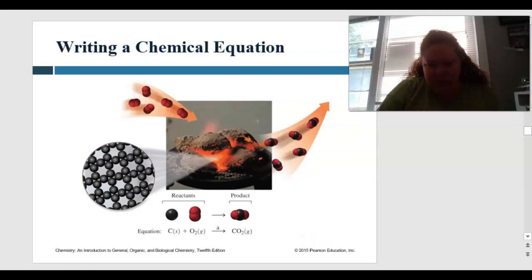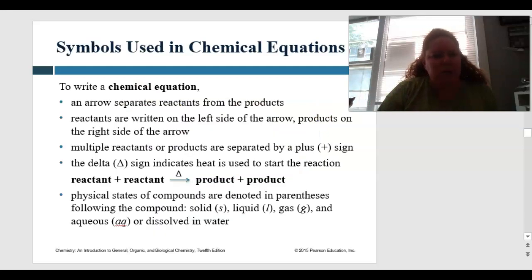So what would that equation be? One example would be you have carbon and oxygen, and when it comes together, it gives you coal. Obviously very different from carbon or oxygen when you put it together and you make coal.